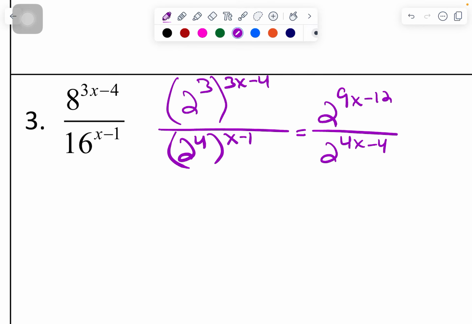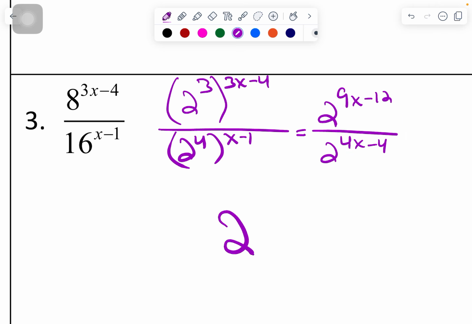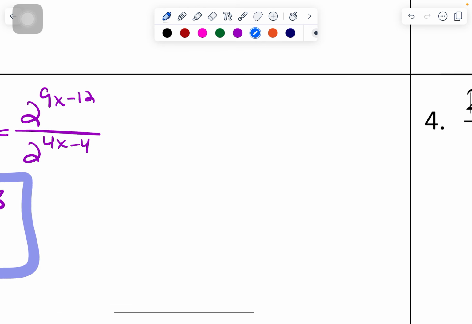And what we're going to do now is subtract those exponents. So 9x minus 4x is 5x, and then be real careful. Negative 12 minus negative 4 is the same thing as negative 12 plus 4, so that's going to be negative 8. And that is the simplified form for number 3. Nothing else we can do there. I'm not asking you to solve these.